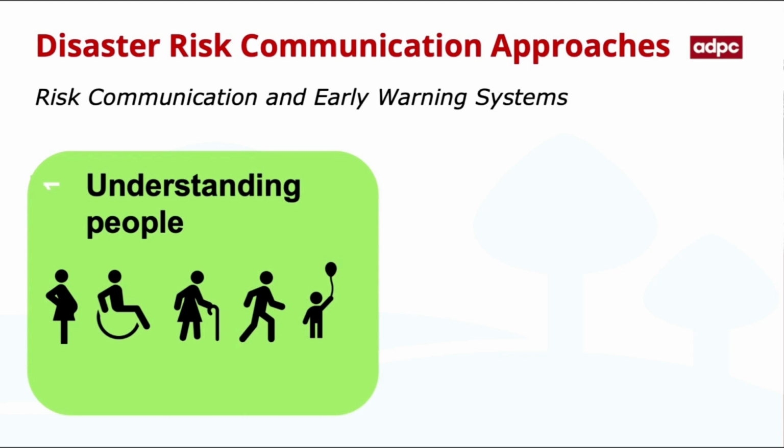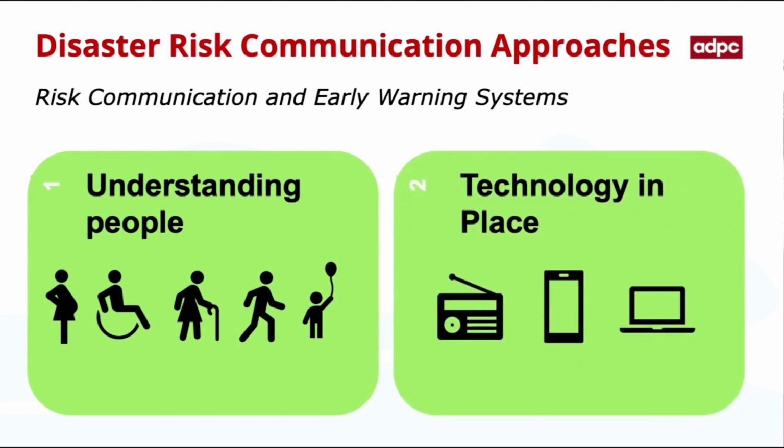The second element concerns technology. An early warning system needs to be accompanied by technology. Designing an early warning system consists of multiple steps. First, you need to identify the actions end users should take. Then, you need to identify various segments of the target population and analyze how they differ in terms of their ability to receive warnings and how this may affect their ability to comprehend and act on an early warning.